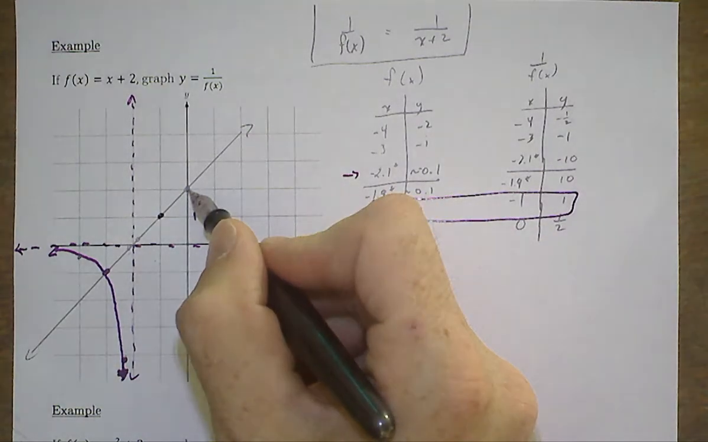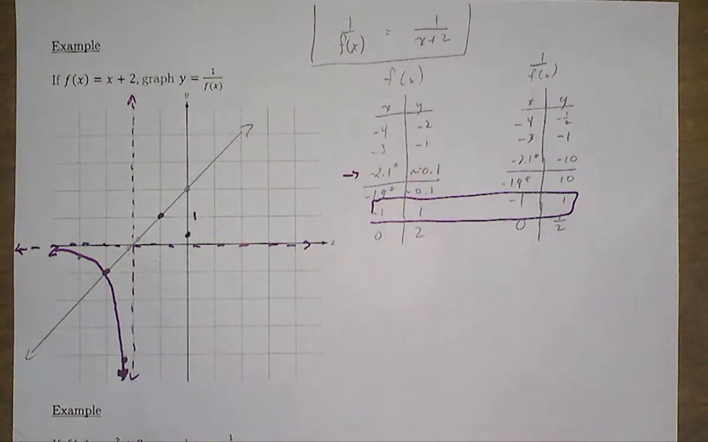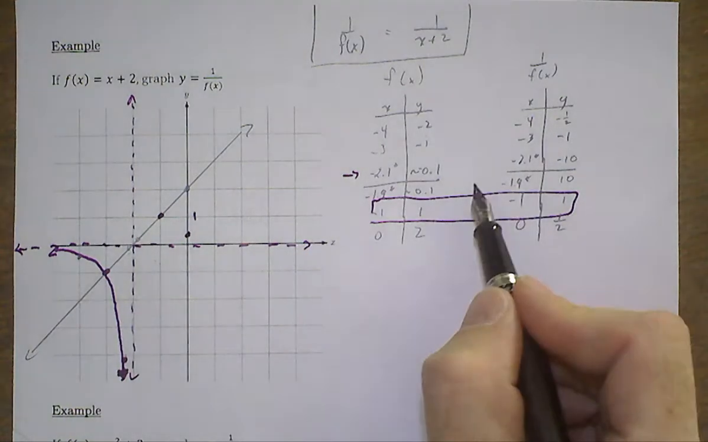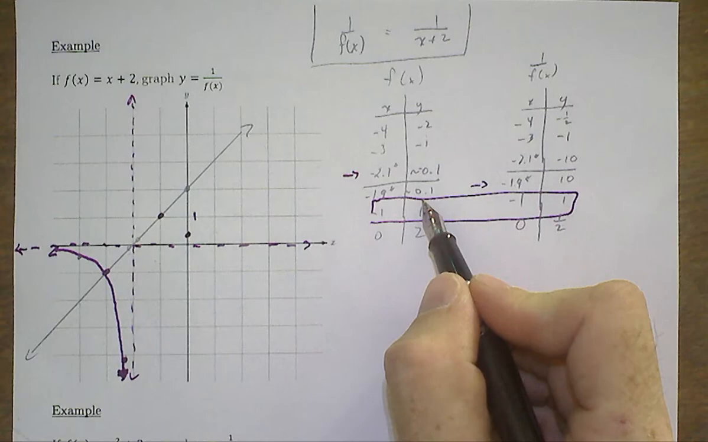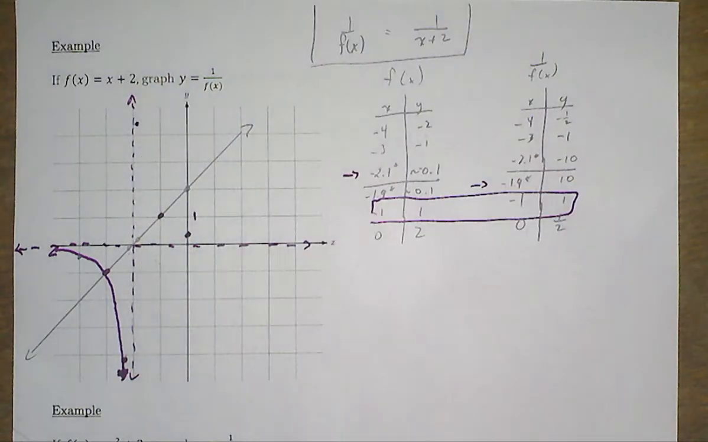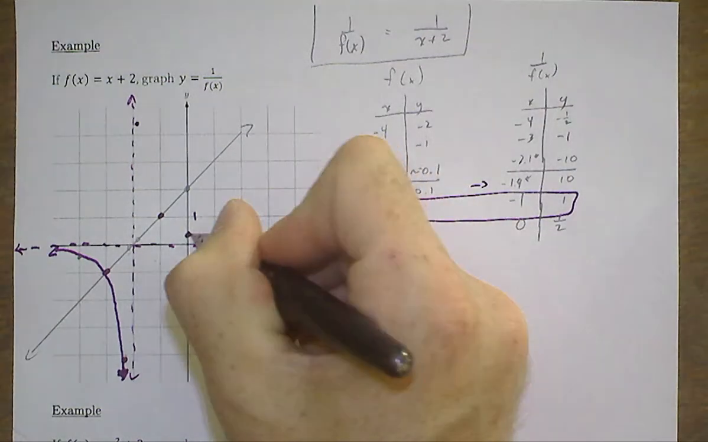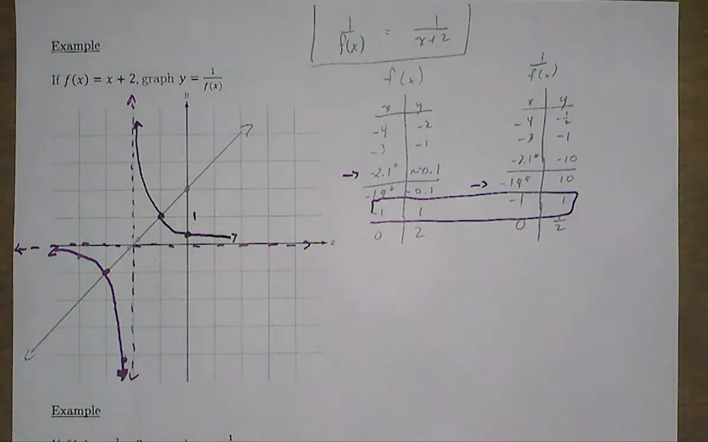So if my y value is 2, take the reciprocal of 2, it's 1/2. Here, I'm talking about -1.9 comma 0.1. If I take the reciprocal of that, the reciprocal of a small positive number is going to be large positive. And there you have it. There is my reciprocal function graphed.